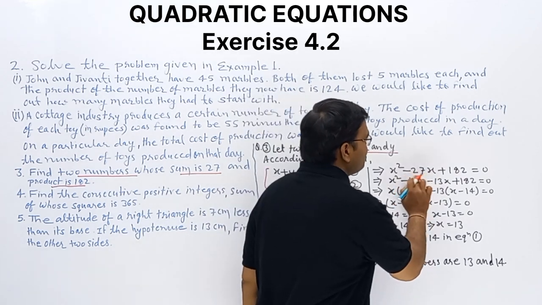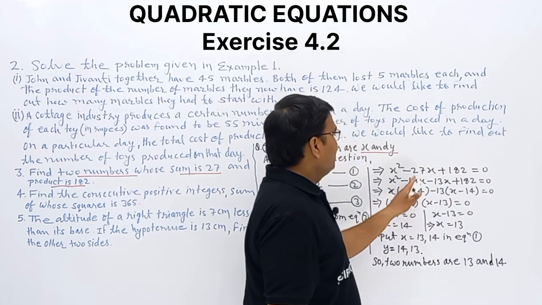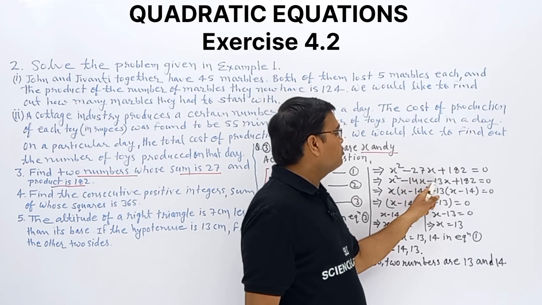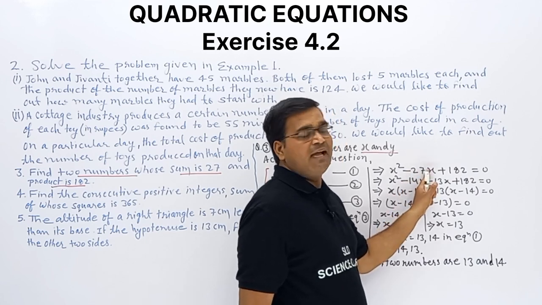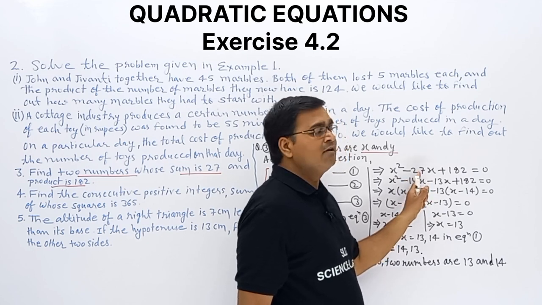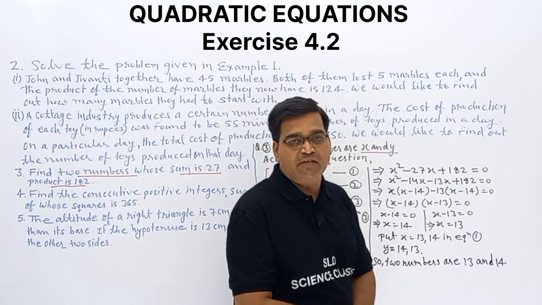We split the middle term, the x term, into two parts. The two parts will be minus 14x and minus 13x. The sum of both will be minus 27x, and the product of both will be, minus into minus plus, 13 into 14, which is 182.